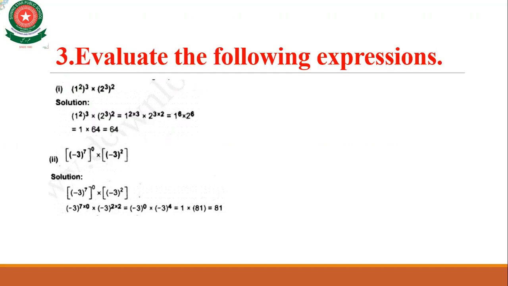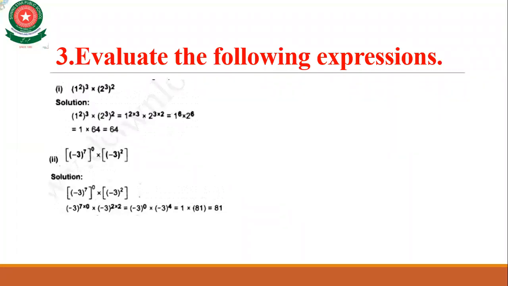and same as 3 power 2 into 2. Now we know that everything multiplied with 0, the answer will be 0. So the minus 3 power 0 multiplied by minus 3 power 4. Now here, minus 3 power 0, it shows that whenever the exponent is 0, then the answer is 1. So we write 1 instead of minus 3 power 0.